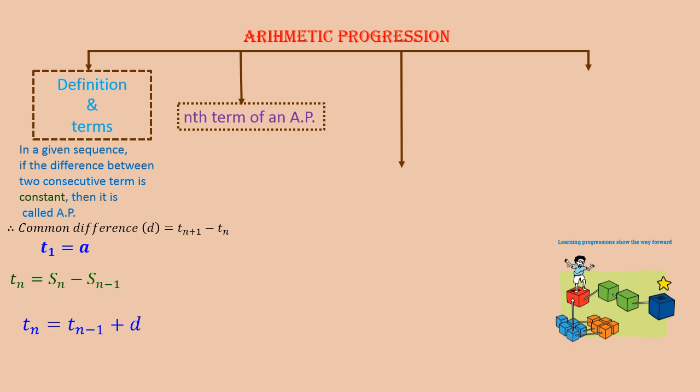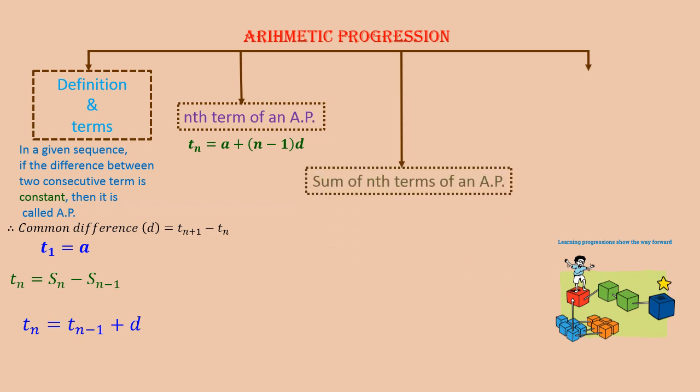Next one, how to find the nth term of a given AP. For that, we have a plus n minus 1 into d. We will use this formula and get it. Second one, if I want to find the sum of n terms of an AP, what must we do? We must use this formula. There is one more formula. Let us read this. Sn equals n upon 2 into 2a plus n minus 1 into d. And the next one is Sn equals n upon 2 into a plus Tn.